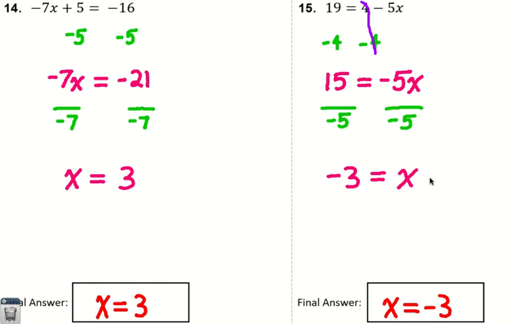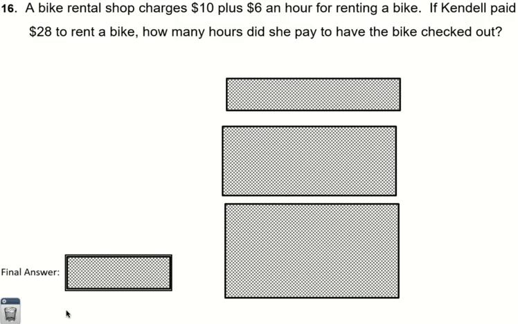And just like the other problem a minute ago, instead of writing negative 3 equals x, which, by the way, is fine, it's not a wrong final answer, it's just most people like to say x equals negative 3 instead of negative 3 equals x. Silly.